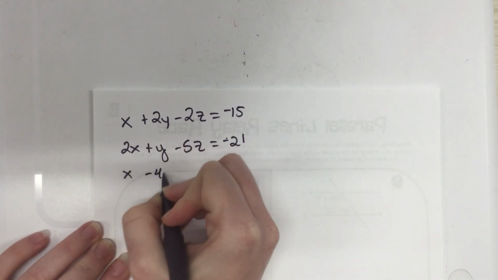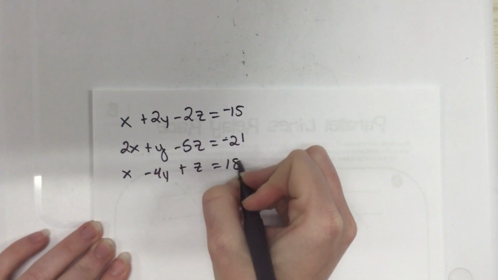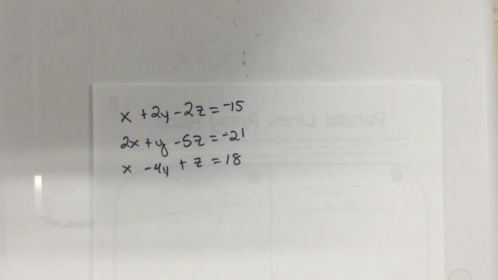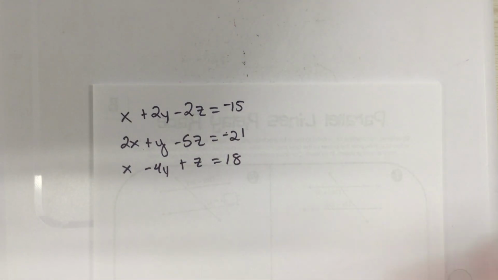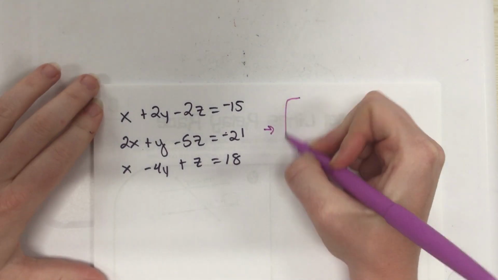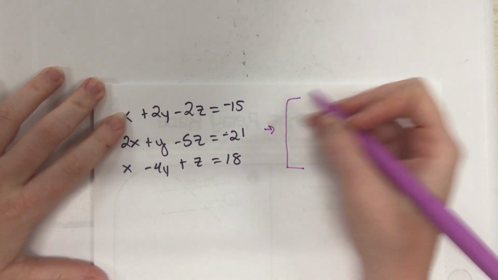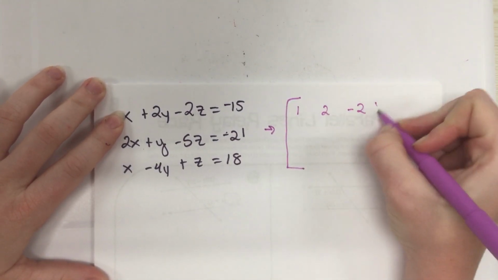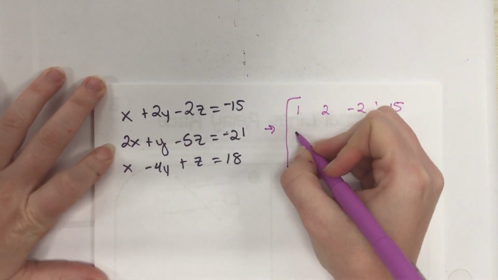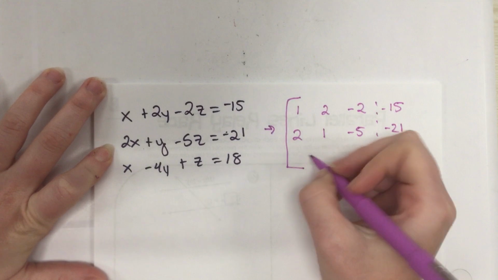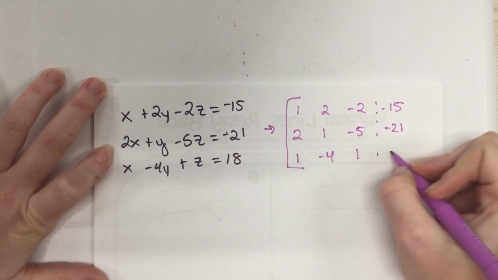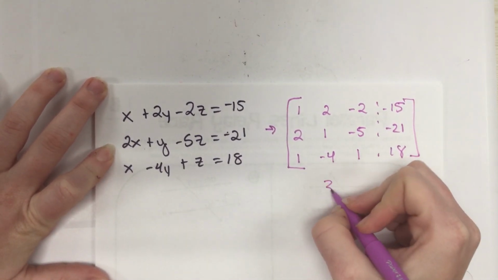And then x. Okay, hopefully that looks familiar. This is what 8.2 was going to be, with solving these by hand again, where you have to do double elimination, and then you have to do elimination again to get down to one variable, and it takes forever, right? Hopefully you guys remember that. Okay, what we can easily do is transform this into a matrix. And so this is 1, 2, negative 2, negative 15, 2, 1, negative 5, negative 21, and 1, negative 4, 1, 18. Okay, and so this is a 3 by 4.